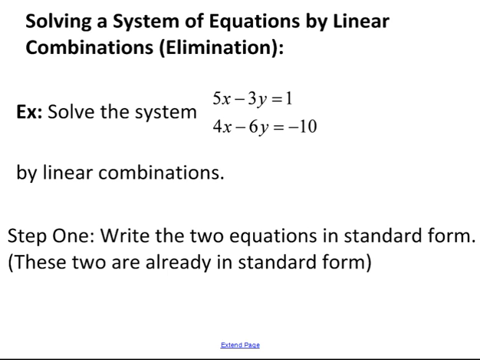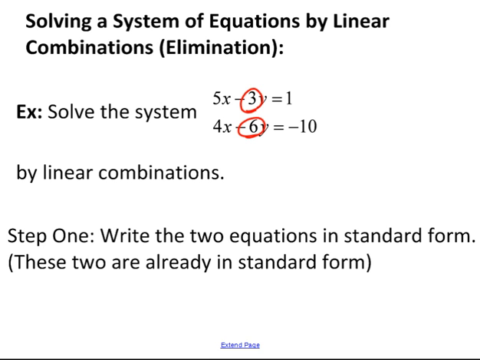So what I need in order for this process to work is for the coefficients to be opposite numbers. In other words, if I have a 5 up here, I need a negative 5 down here. Or if I have a 4 here, I need a negative 4 here. Well, there's no real nice way to make that work with the x's. So let's take a look at the y's. This is a negative 3 and this is a negative 6.